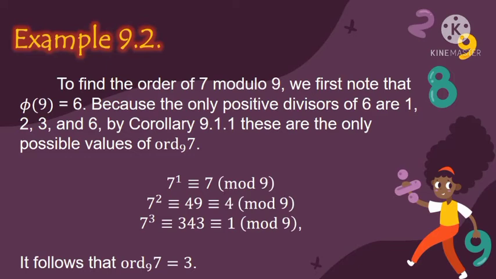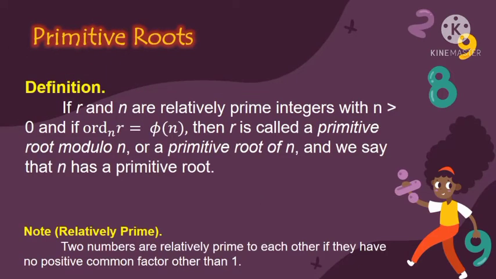Now that we already learned about orders of integers using modulo n, we will proceed to the primitive roots. Primitive roots. Definition. If r and n are relatively prime integers with n greater than 0, and if the order of r modulo n is equal to phi of n, then r is called a primitive root modulo n, or a primitive root of n, and we say that n has a primitive root.